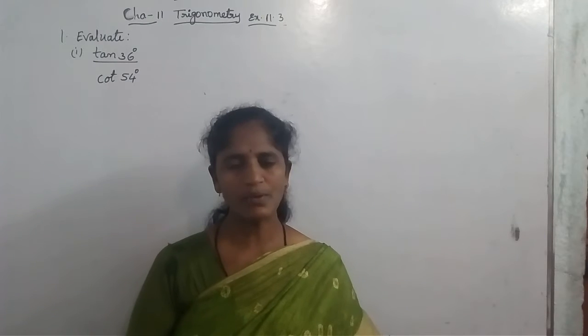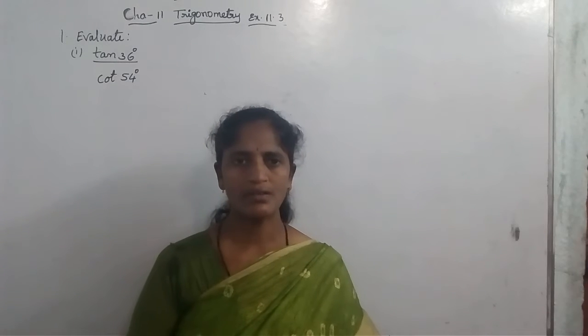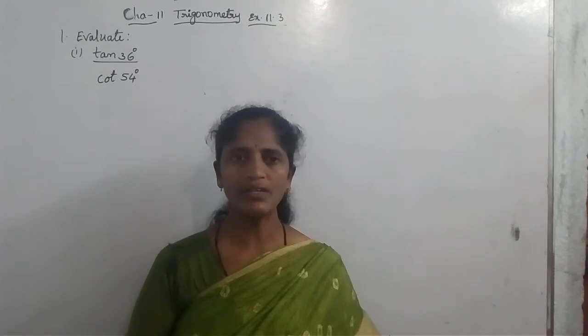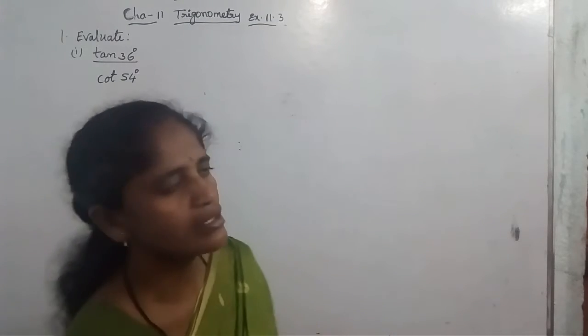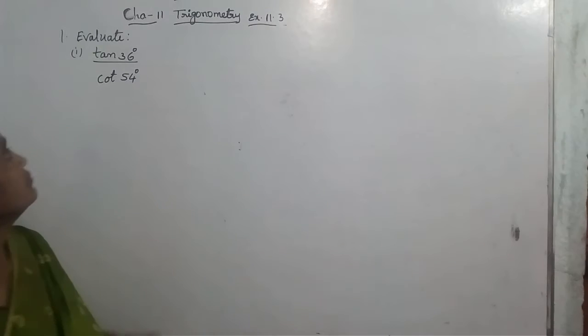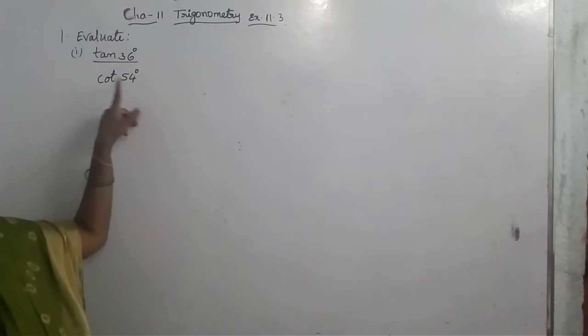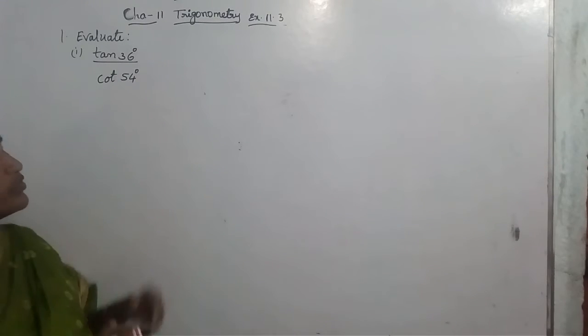Now I am going to explain the trigonometry chapter, exercise 11.3. Okay children, let's listen carefully. First problem: evaluate tan 36 degrees by cot 54 degrees.